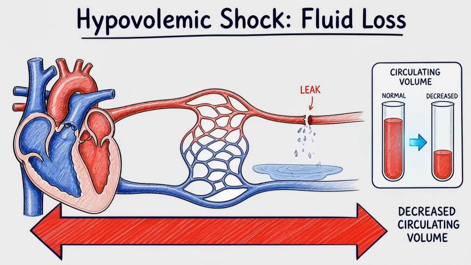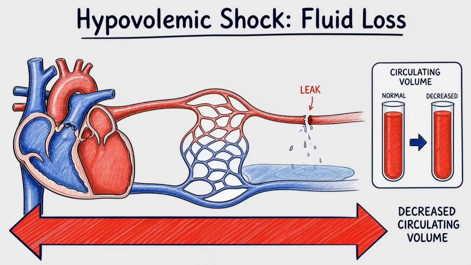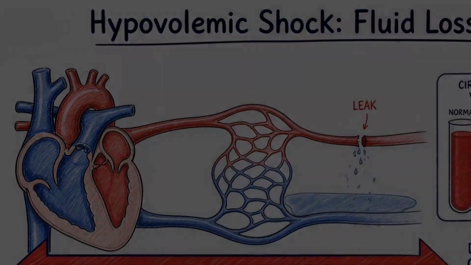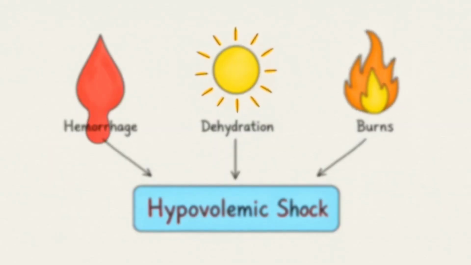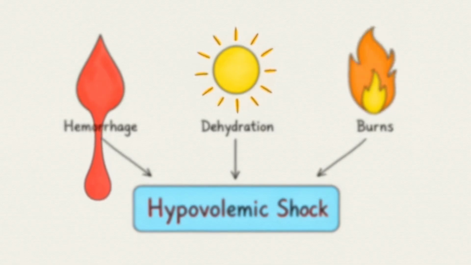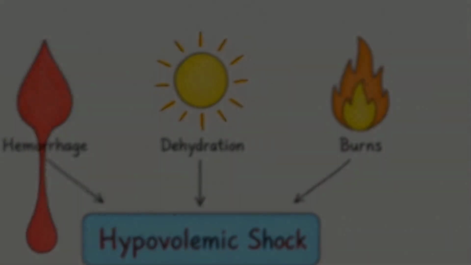Hypovolemic shock occurs when the body loses excessive blood or fluid volume. The heart simply lacks the volume to pump effectively. Common triggers include severe hemorrhage, dehydration, or deep burns. Vomiting and diarrhea can also lead to this dangerous state.